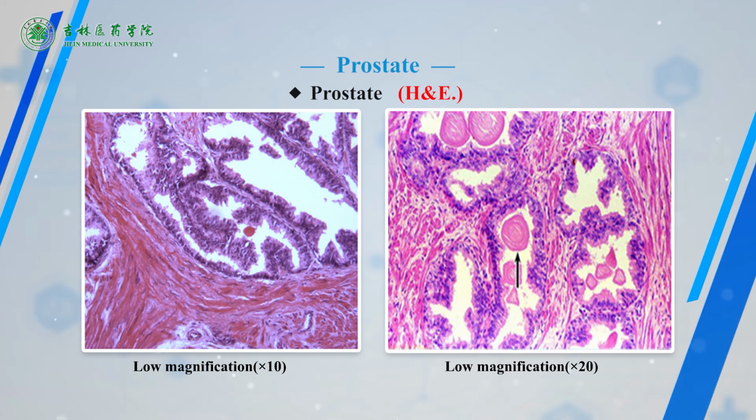The epithelium may be simple squamous, cuboidal, columnar, or pseudostratified columnar in type. Some of the alveoli contain spherical bodies, the prostatic concretions, which are stained red.